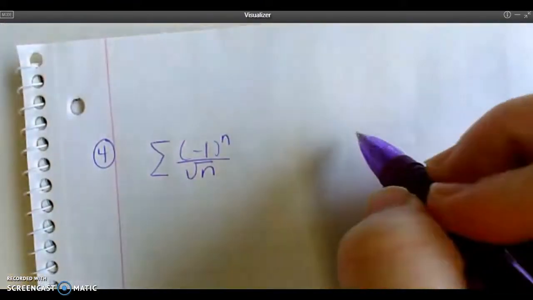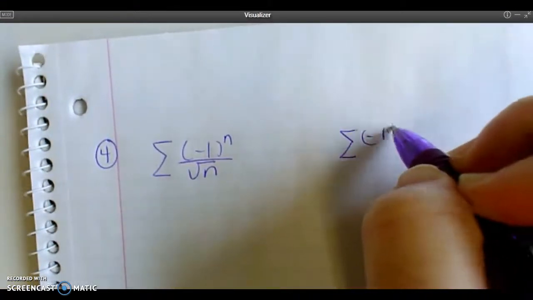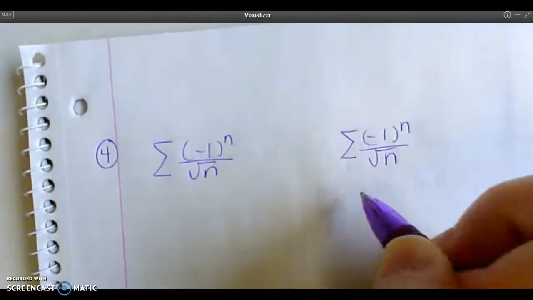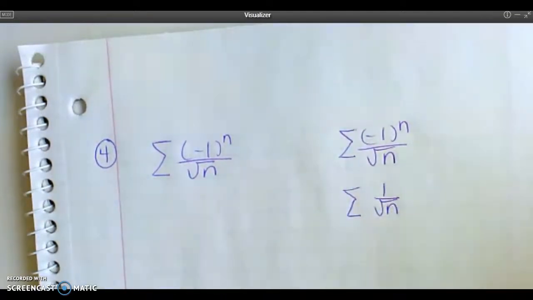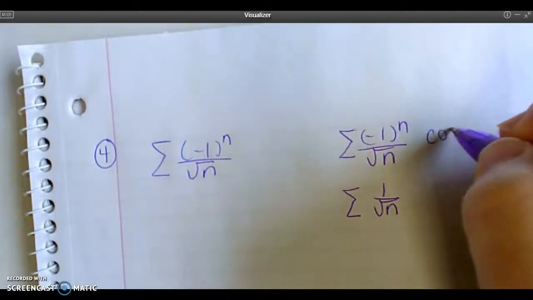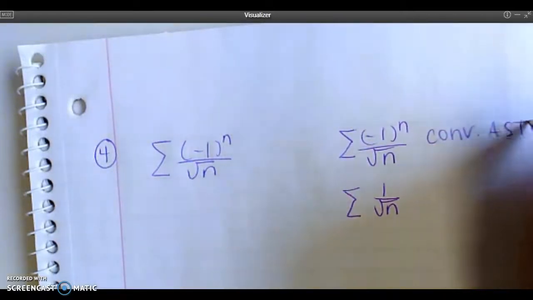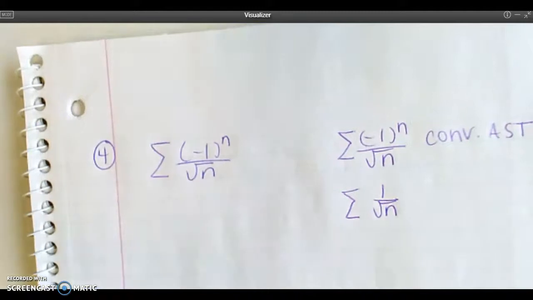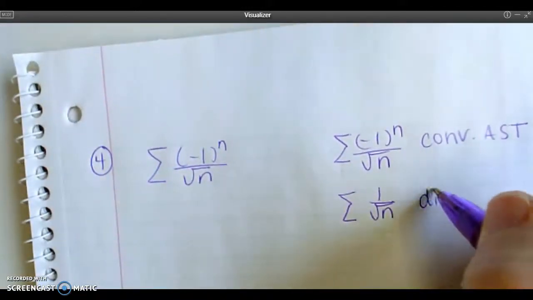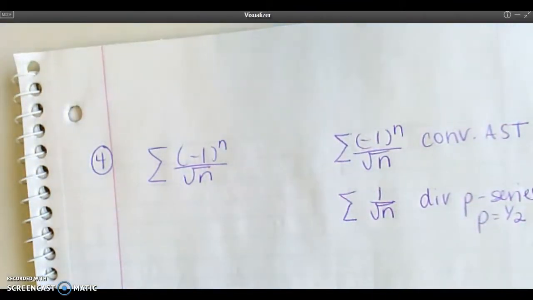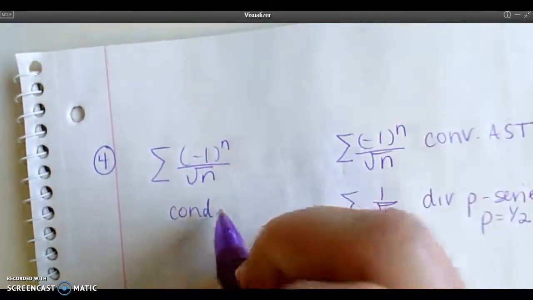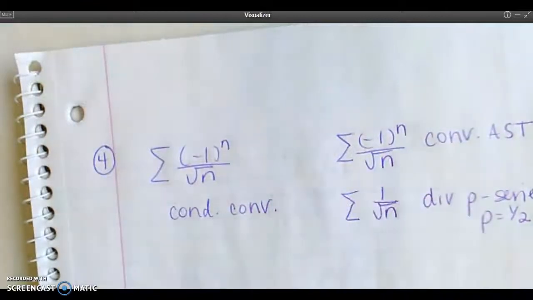Okay, so here's another problem. Again, we're going to look at the alternating series, and we're going to look at the absolute value of it, which just gets rid of that -1 to the n. This converges by AST. Each term is getting less. The limit is also equal to 0. This diverges by the p-series because p is 1/2. Remember, if p is less than 1, it diverges. And so what that means is this is conditionally convergent.